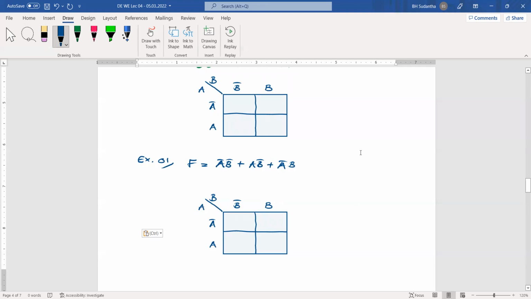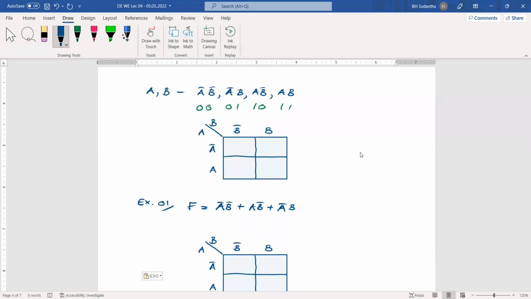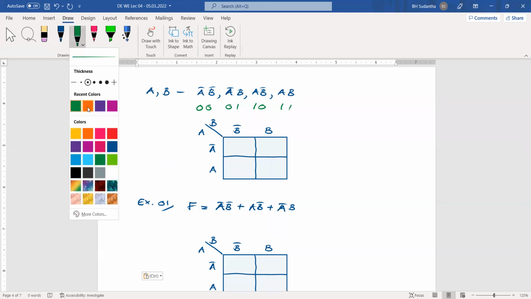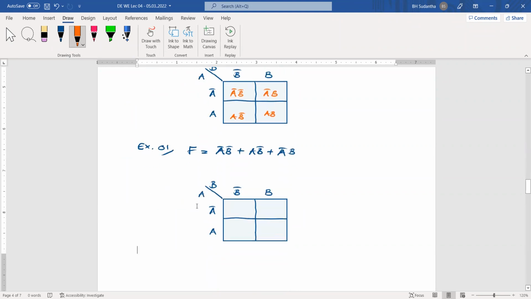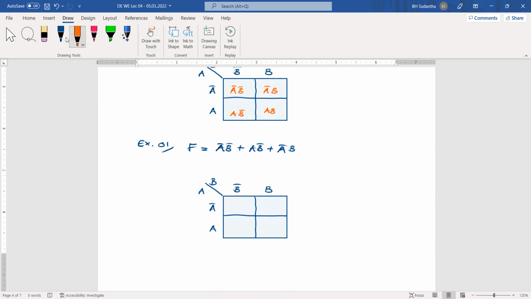Here you know that when you have this map, these are the relevant ones. This one is A bar B bar. This is A B bar. This one is A bar B. This is A B. When you have any of these 4 combinations, you can mark all these things on the map. Likewise, here we can try this one.